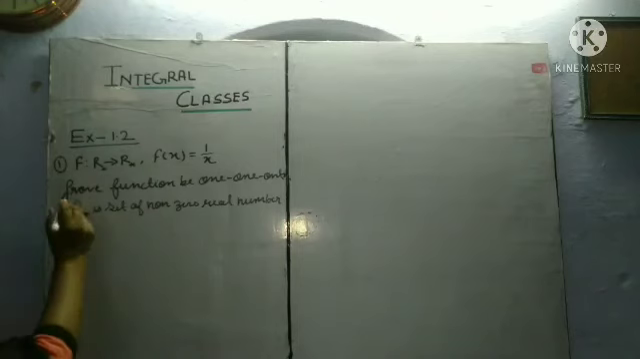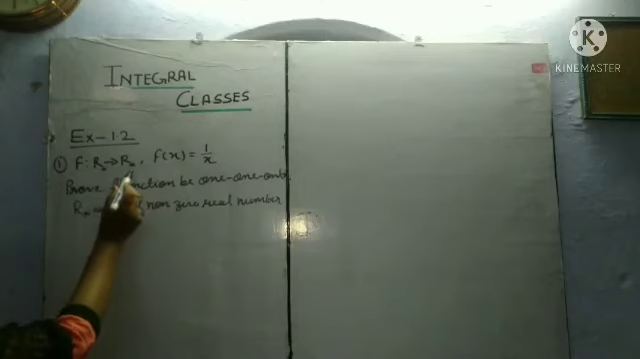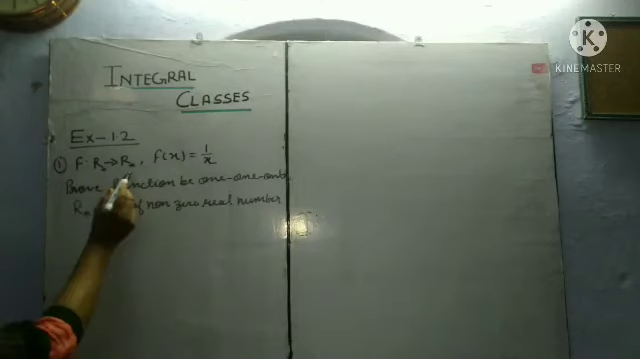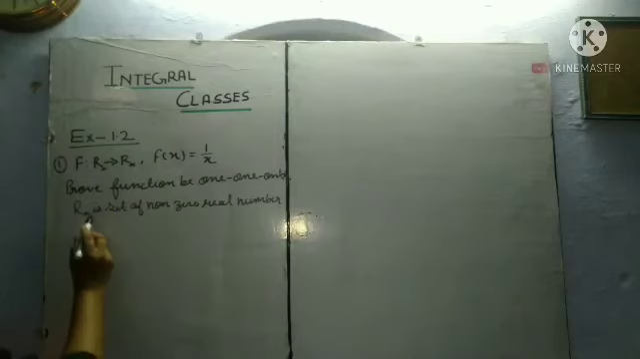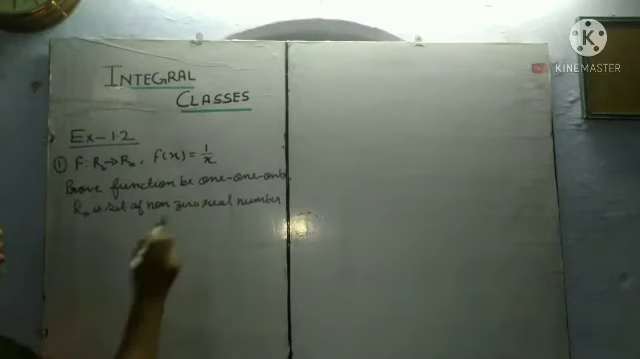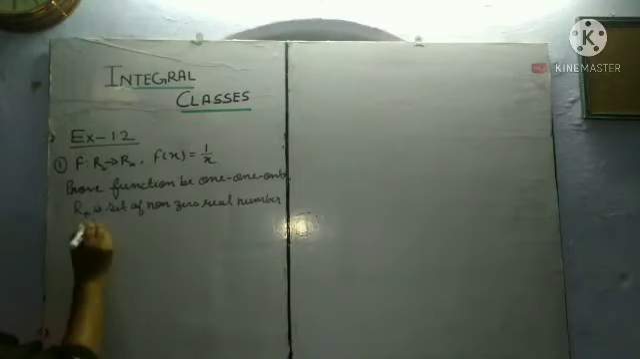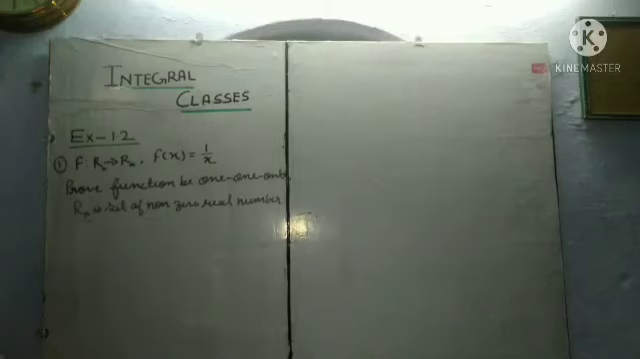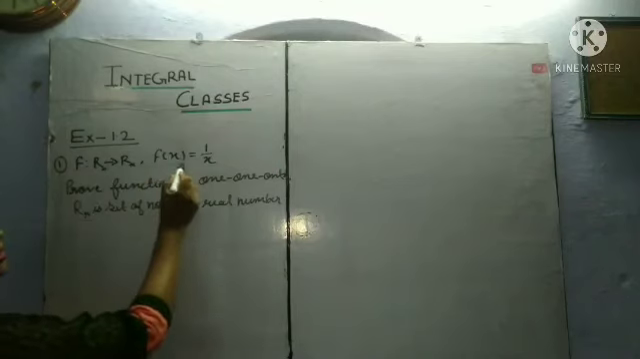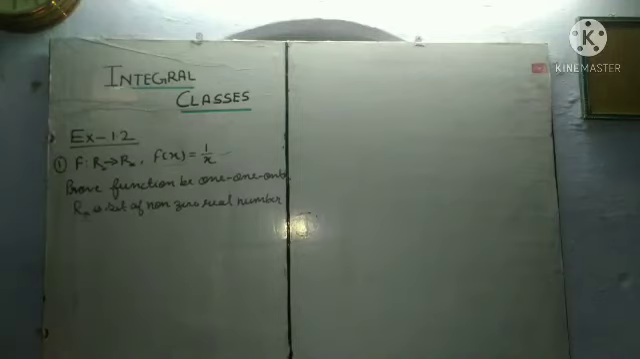The question is: given a function f from R star to R star. What is the meaning of R star? It means R star is the set of non-zero real numbers. We know that R is the set of real numbers, but here we include R star as the set of non-zero numbers. It means we will not include 0. Now the function is f(x) = 1/x. We have to prove in this question that the function is one-one and onto.